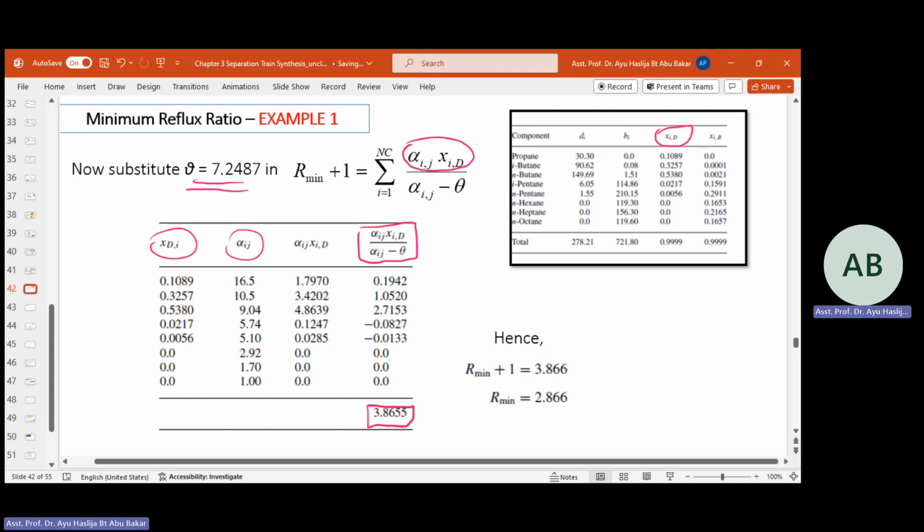Okay, this is not the final value yet. This is equivalent to R min plus 1. Okay, the equation is R min plus 1. So this is R min plus 1. To find the R min, take the value that you get, minus 1. This is your final answer, R min.